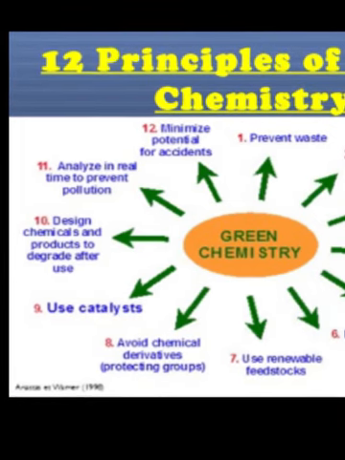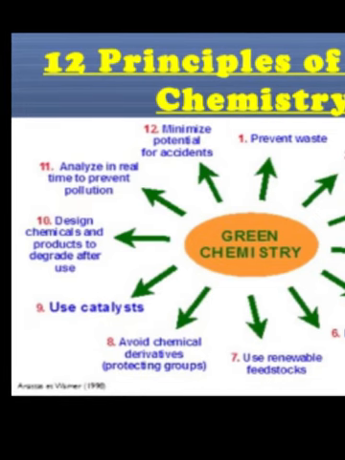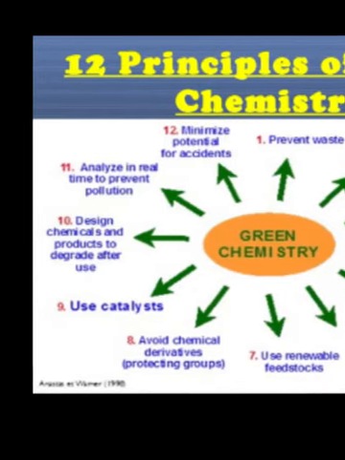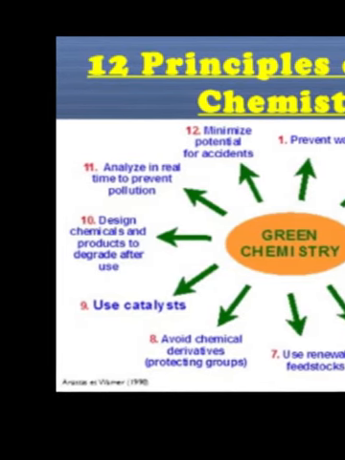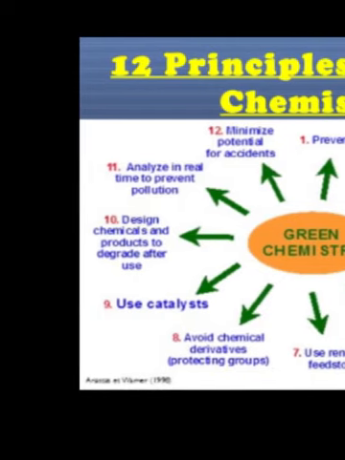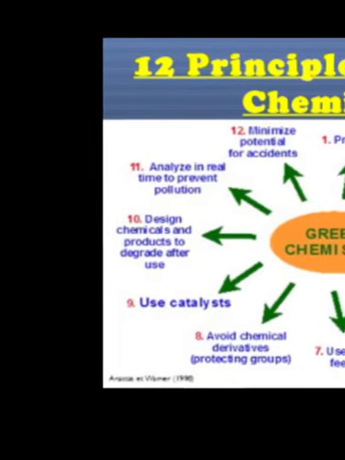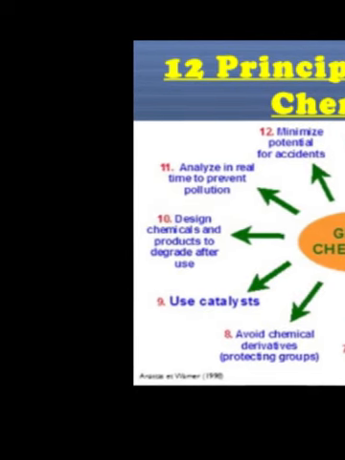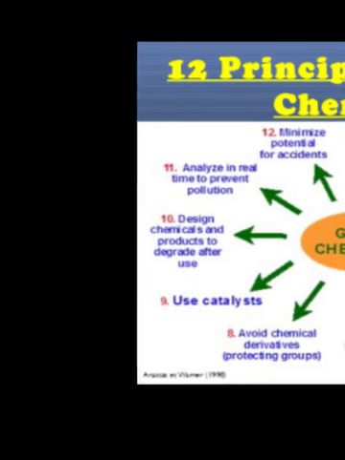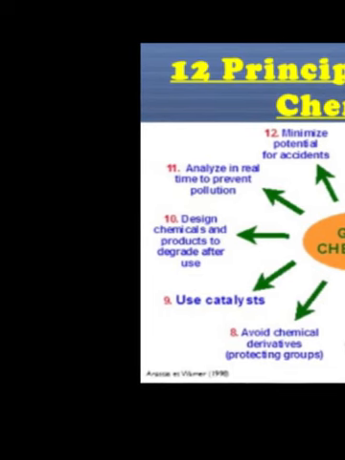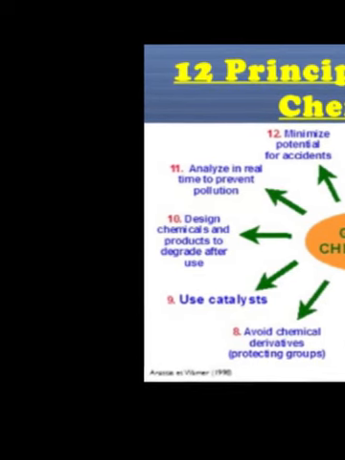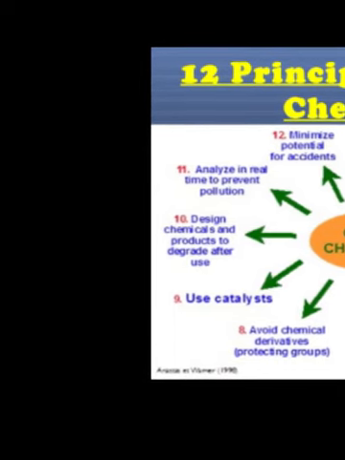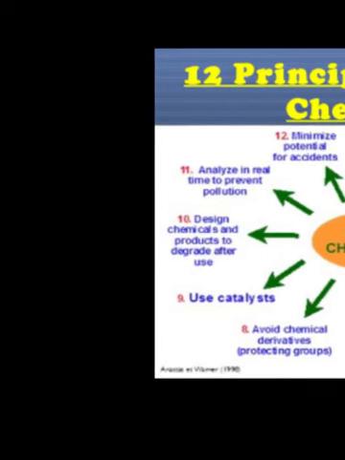So this seventh point implies the use of raw material or feedstock, that is, the reactant raw material or feedstock, should be renewable. The eighth principle is reduce derivatives, that is, blocking groups, protection, deprotection, and temporary modification of chemical and physical processes should be avoided in the synthesis.